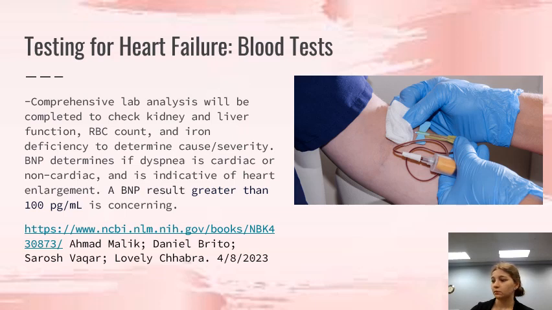So they'll order blood work, likely in the form of comprehensive lab analysis, in order to check kidney and liver function, red blood cell count, and for iron deficiency. You'll also be looking for an abnormal BNP level, which determines if dyspnea is cardiac or non-cardiac, and it also is indicative of heart enlargement. When reviewing your patient's blood work, note that a BNP result greater than 100 pg/ml is considered abnormal.